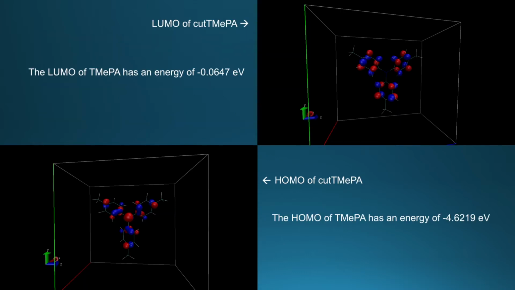Here is the HOMO and LUMO of the cut TME-PA plotted in VMD. On the right-hand corner there is the LUMO with an energy of -0.0645 electron volts, and on the bottom left is the HOMO with an energy of -4.6219 electron volts.